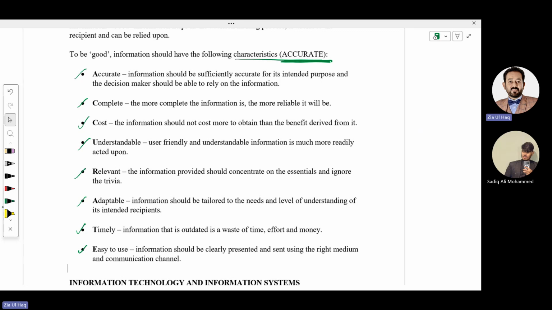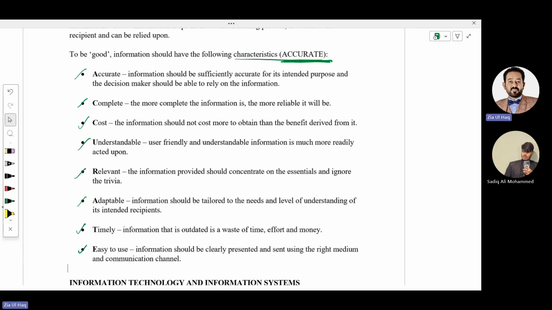It must be adoptable. Adoptable means according to the organization, according to the level of the person where it is reaching. If you provide higher level information to lower level managers, that will not be considered quality or good information because it's not relevant to them.